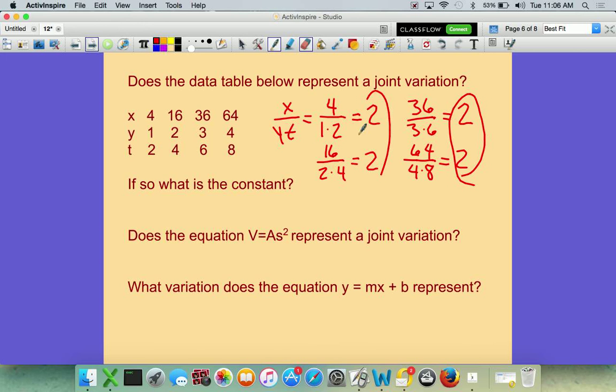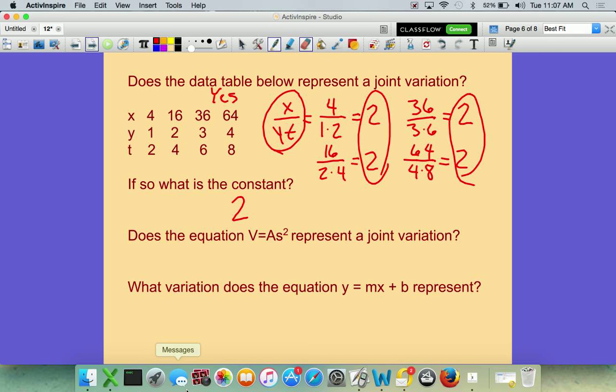All of these are the same, so this would be the equation for it. So what's the constant? Our constant here is 2. So yes, this is joint variation, and it has the same constant of 2 for all of those.